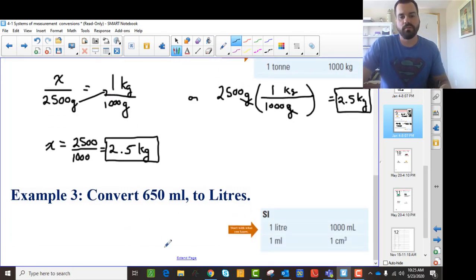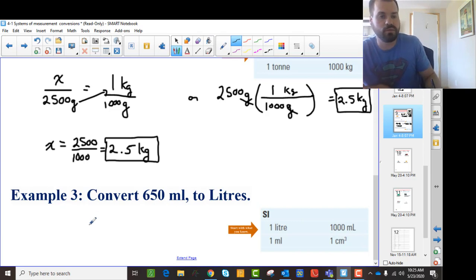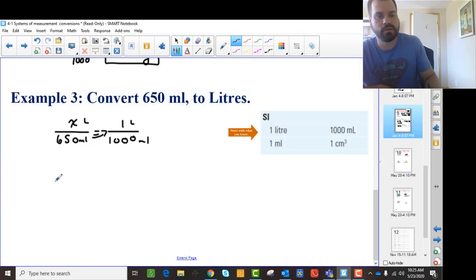Okay, 650 milliliters to liters. If you look, 1 liter has 1,000 milliliters in it. So if we go X over 650 is 1 over 1,000, because our milliliters are on the bottom and our liters are up here. And we just multiply up. We get X to be 650 divided by 1,000, and that gives me 0.65 liters.